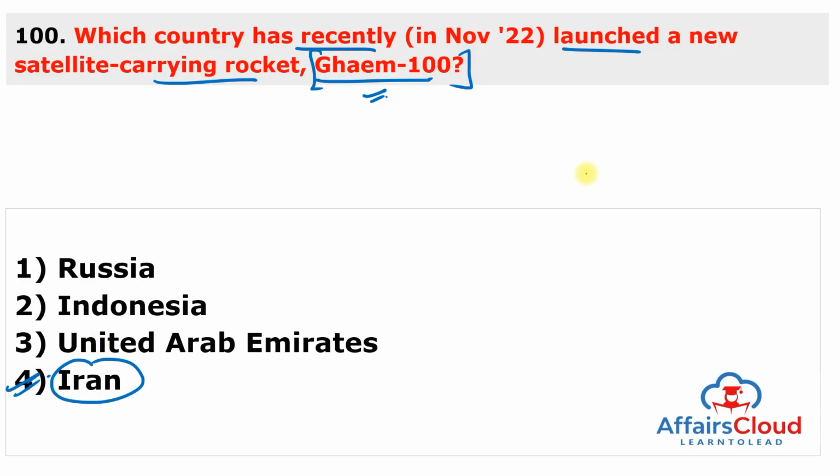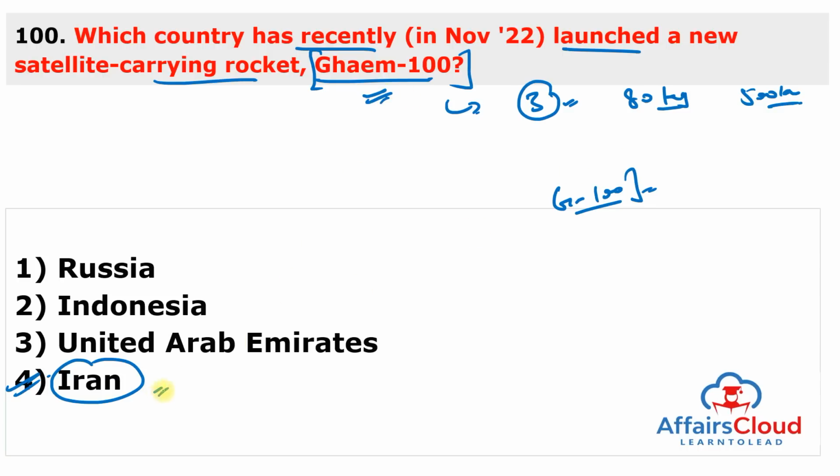So Iran's Islamic Revolutionary Guard Corps reported the successful suborbital launch of a new satellite carrying rocket known as Qaem 100, and the flight test of the launcher using the solid fuel vehicle was completed successfully. And Qaem 100, the first ever 3-stage solid fuel launcher, can place satellites weighing up to 80 kg into the 500 km orbit above the Earth's surface. And this is the first suborbital stage of the rocket. So remember, Qaem 100 belongs to Iran.